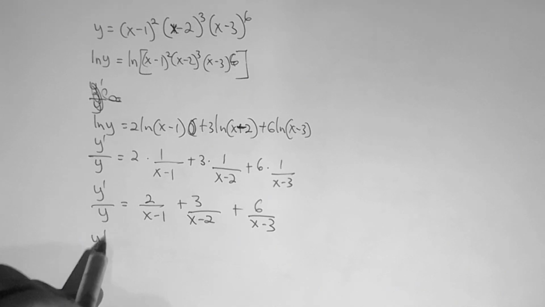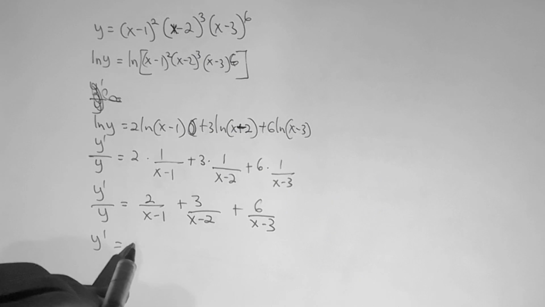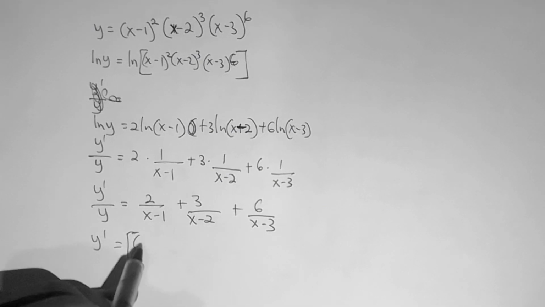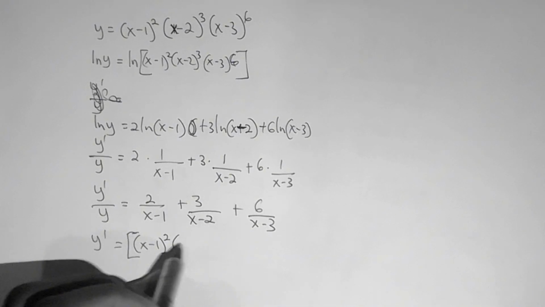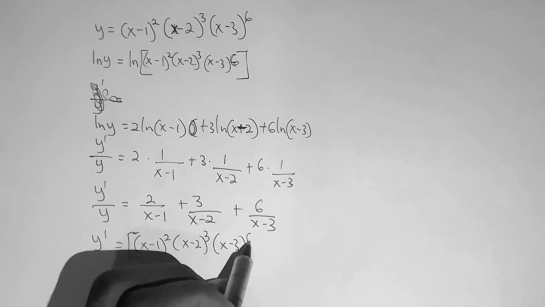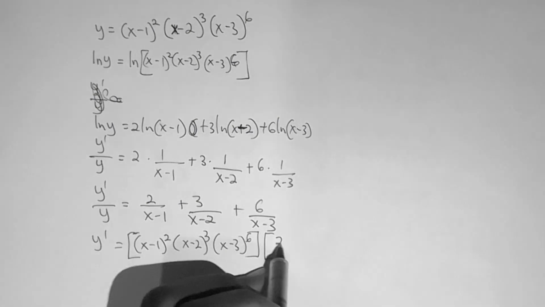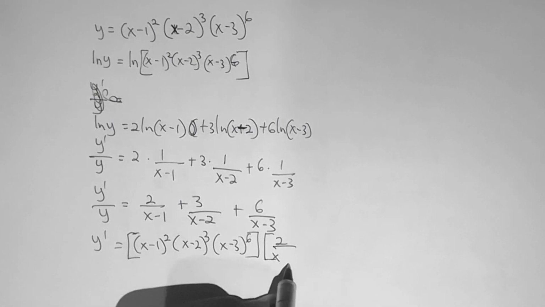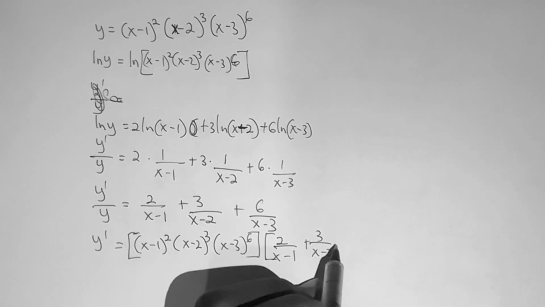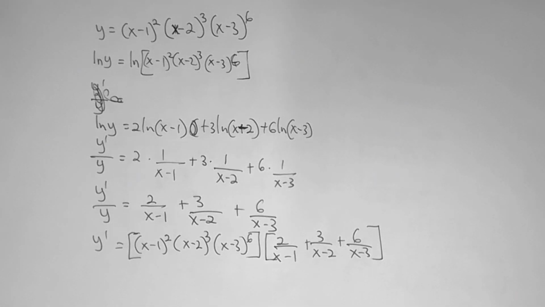So now y prime is equal to, what is y? y is all of this, so let me use a bracket here: (x minus 1) squared times (x minus 2) cubed times (x minus 3) exponent 6, all of this multiplied by 2 over (x minus 1) plus 3 over (x minus 2) plus 6 over (x minus 3). So this is the final answer.